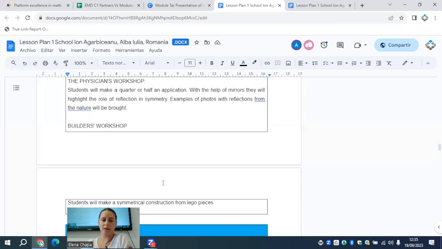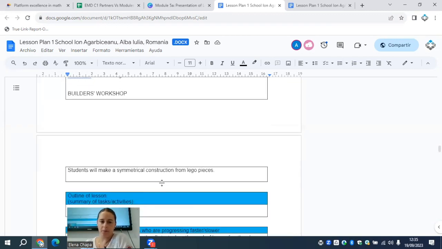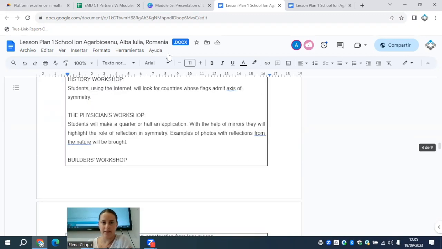Okay, and the last one, the builders workshop. They will make symmetrical constructions from the Lego pieces.